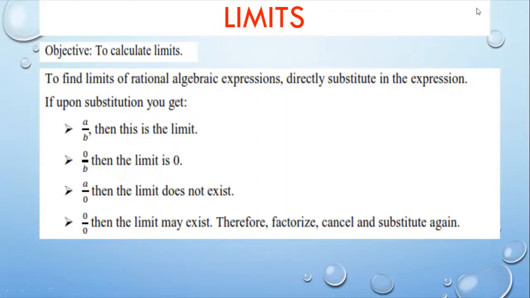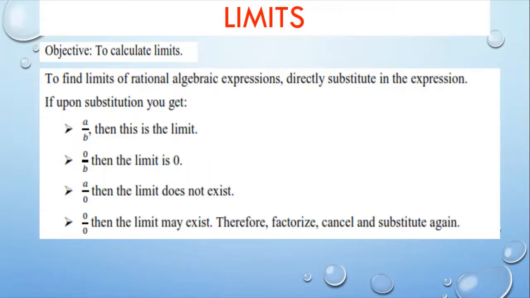So if upon substitution you get a/b, a number upon another number, then that is the limit. For example, if you're getting 1/2, or 3/4, or 3/8, or 1/3, that is the answer, that is the limit. But if you are getting 0 upon a number, for example 0/0.2 or 0/0.3 or 0/0.5, that means the limit is 0, because 0 divided by any number is 0. So the limit will be 0.